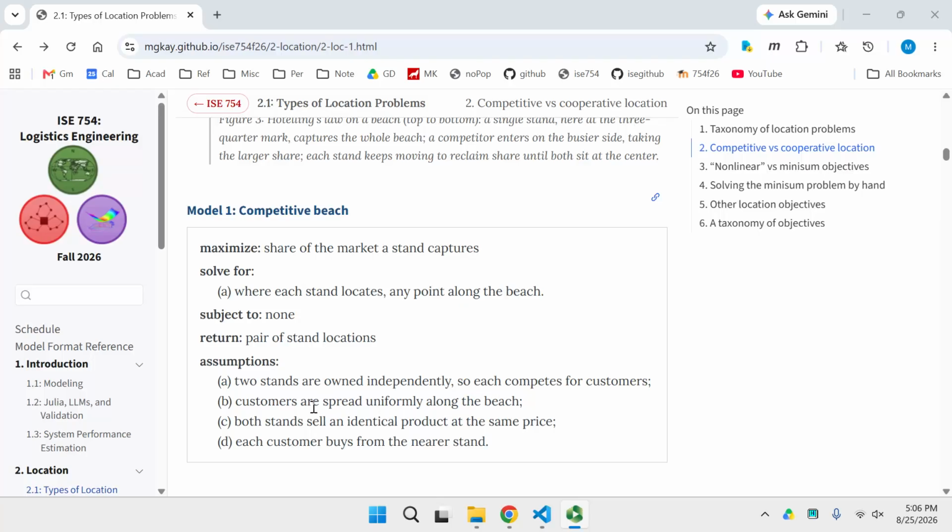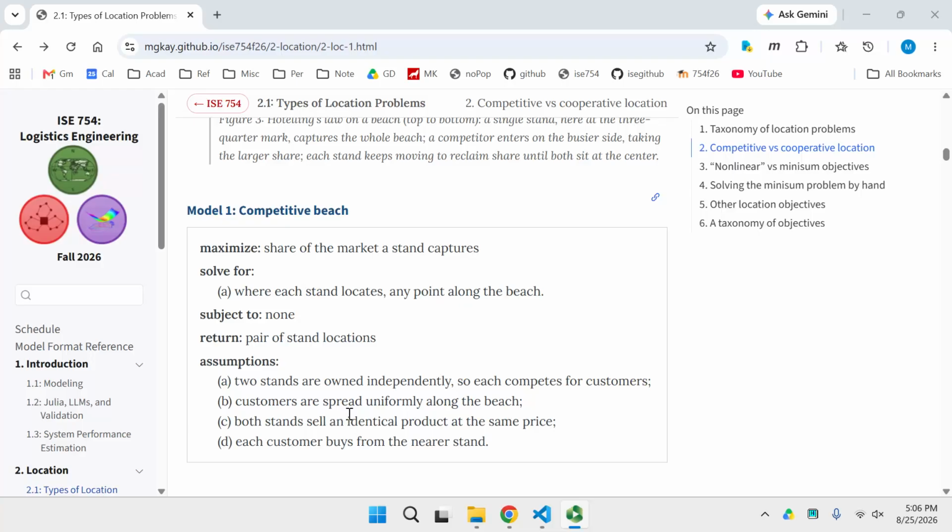Second, customers are spread uniformly along the beach. That's why we picked a beach as opposed to other configurations where it would be more likely that customers would cluster. But in a beach, you typically want to locate as far away from other people as possible. So assuming uniform distribution of people is reasonable for a beach, which would not be true for most other environments.